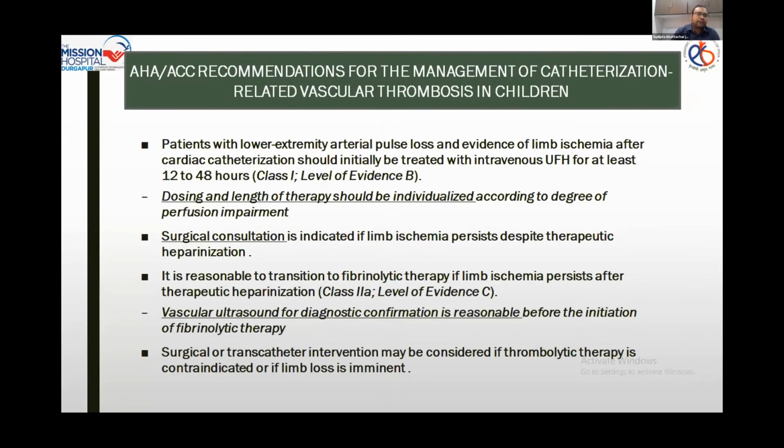The AHA recommends that patients who present with arterial thrombosis should be initially treated with intravenous heparin for 12 to 48 hours, and the dosing and length of therapy should be individualized. If limb ischemia persists, surgical consultation is indicated and it is reasonable to transition to fibrinolytic therapy. However, if fibrinolytic therapy is contraindicated, surgical or transcatheter intervention may be considered.